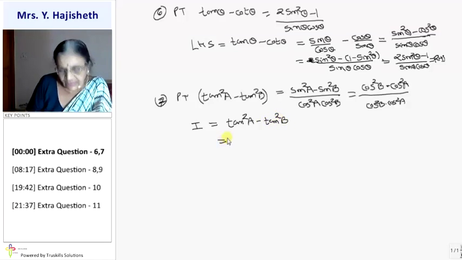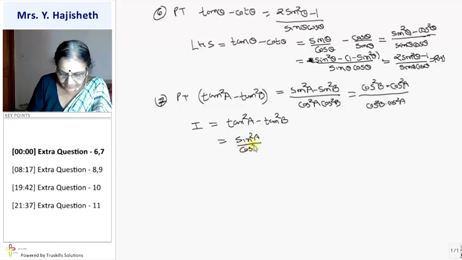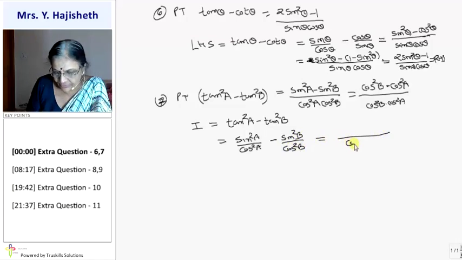I want to convert everything in terms of sin and cos. So I have to apply the definition: tan square A is sin square A by cos square A minus sin square B by cos square B. LCM is cos square A into cos square B. Do cross multiplication, you will get sin square A into cos square B minus cos square A into sin square B. Clear?